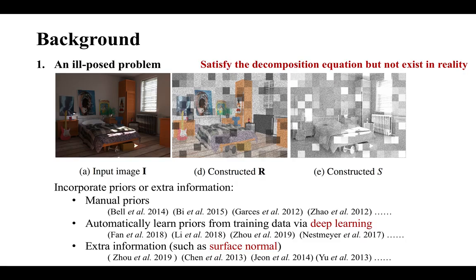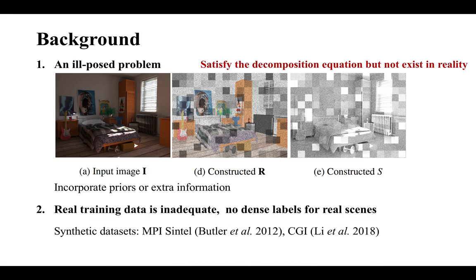In recent years, promising progress of IID has been achieved by automatically learning priors from training data. But at present, there are no methods or devices to annotate dense intrinsic image labels in real scenes. Lack of training data is another problem hindering the development of IID.